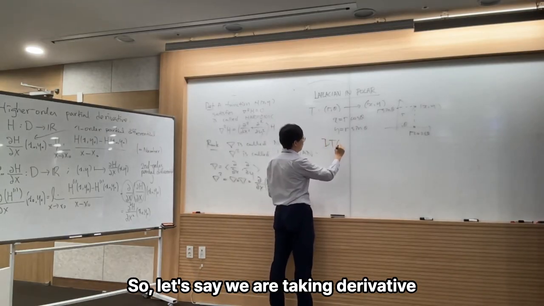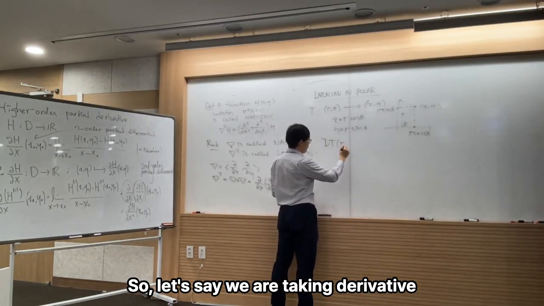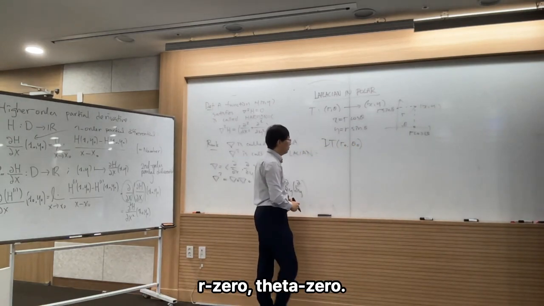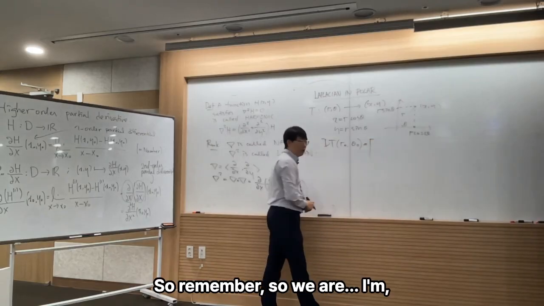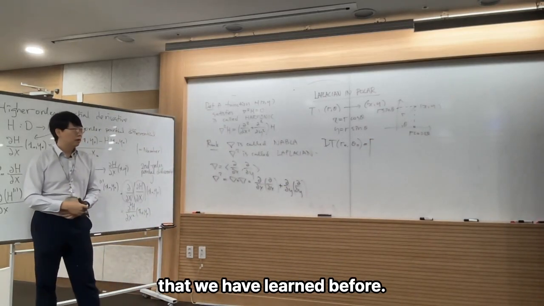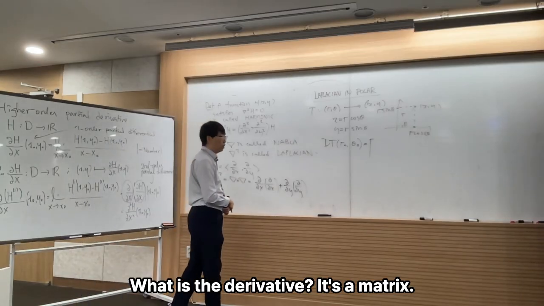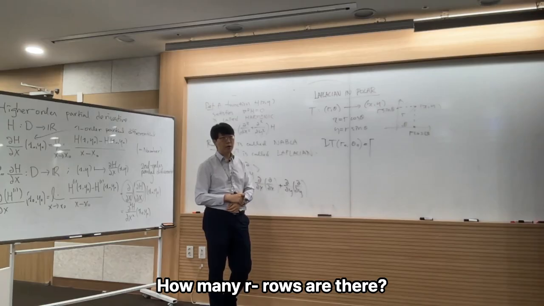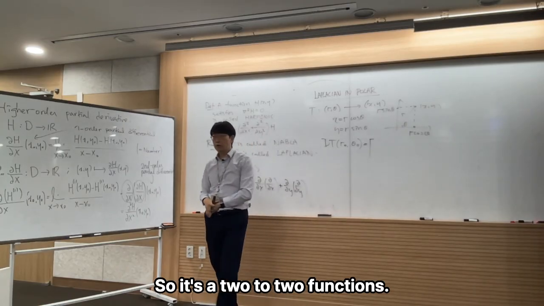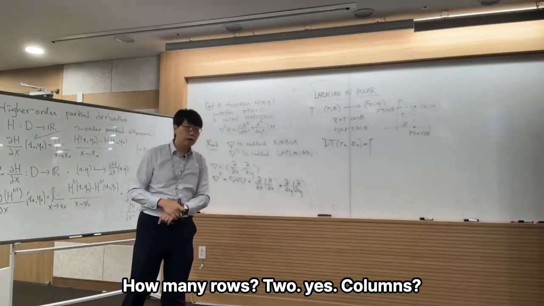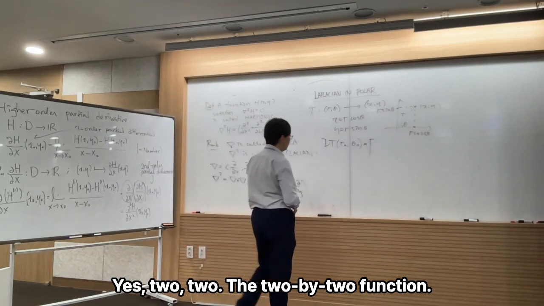Let's say we are taking the derivative at a certain r and zeta. Let's call it r naught and zeta naught, r0, zeta 0. So remember, I'm telling you new things and also reviewing things that we have learned before. What is the derivative? It's a matrix. What's the size of the matrix? How many rows are there? It's a 2 to 2 function. How many rows? 2, yes. Columns? Yes, 2. The 2 by 2 function.